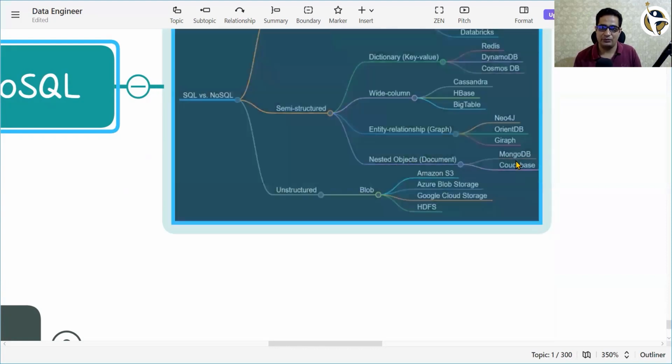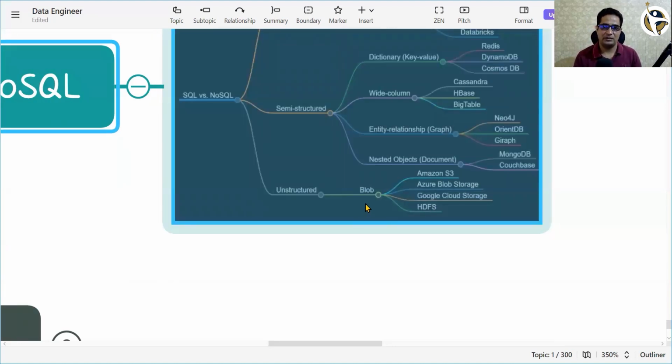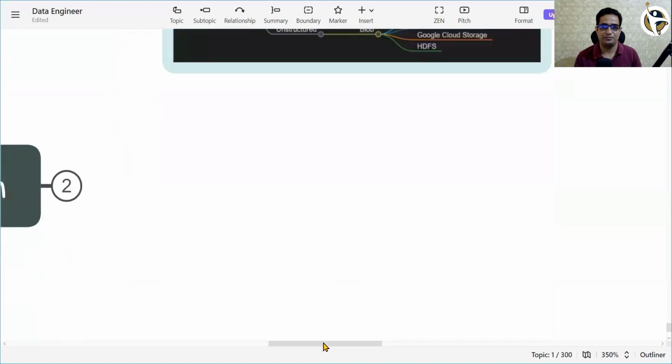For nested objects, that's where Mongo comes in, a document database. CouchDB is another database. And for unstructured storage as a blob, we have Amazon S3, Azure Blob Storage, and Google Cloud Storage, and even HDFS or any distributed storage where we can put our files as blob objects and store them. That's where these unstructured and binary storage systems are very, very popular.